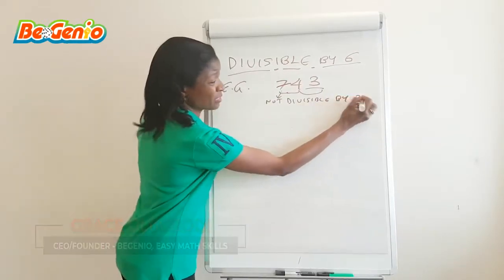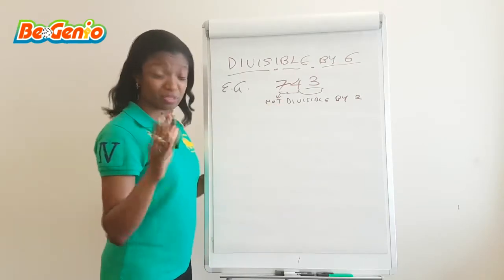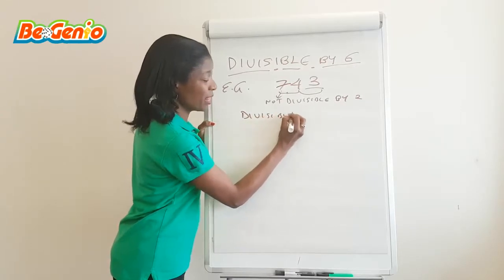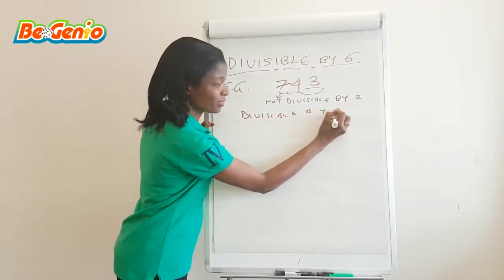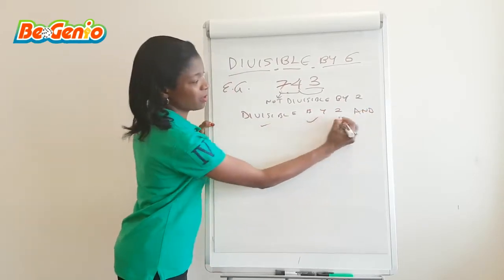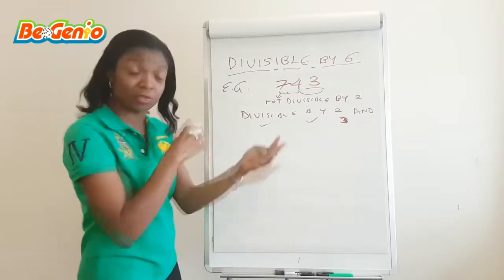And because it's not divisible by 2, then it's not going to be divisible by 6 anyway, because remember the rule is it has to be both divisible by 2 and divisible by 3 for us to be able to say that the whole number is divisible by 6.